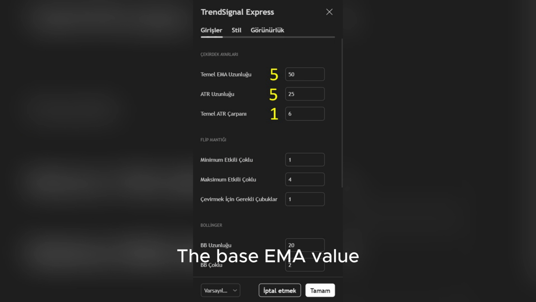The base EMA value can be increased from 5 to 50. Lower values react faster, while higher values display the trend more clearly and with stronger filtering. The ATR length can be set between 5 and 25. A shorter ATR reacts more quickly, while a longer ATR produces a more stable trend.